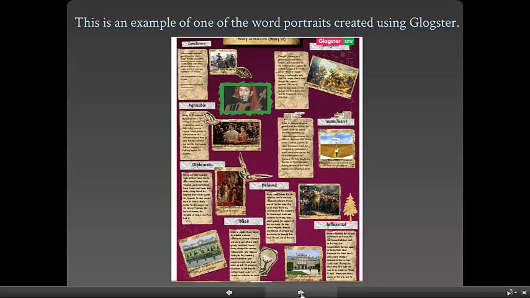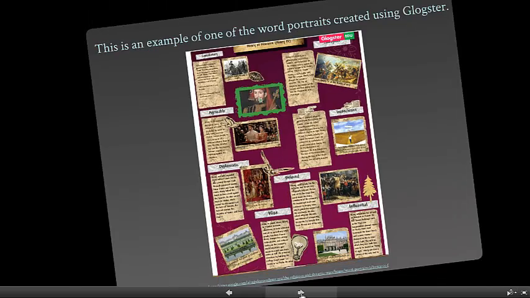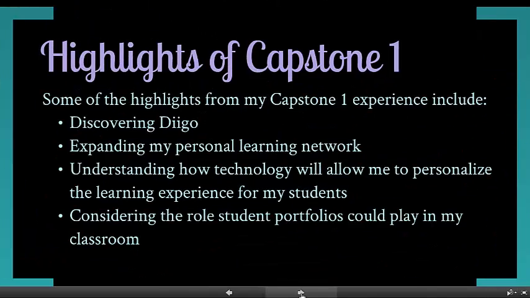At first, I wasn't 100% sure how well the project would allow me to assess student understanding, but after reviewing the final products, I could clearly see variations in student comprehension. In fact, the depth of student understanding was obvious and easily assessed. There were several highlights from my Capstone 1 experience.